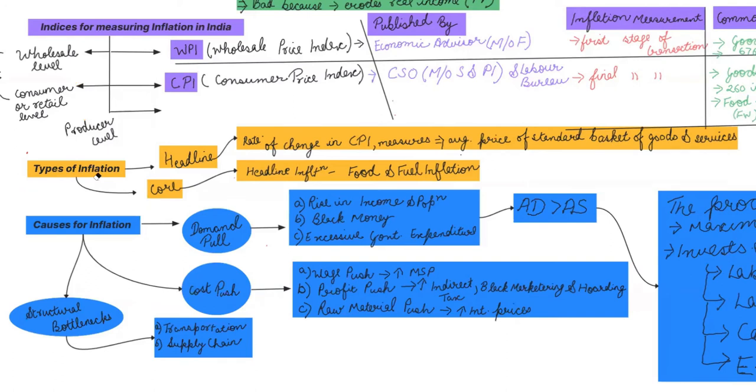So when I'm talking about types of inflation, there are two major categories: one is headline and the other is core. First we see the headline. So what is headline inflation? Headline inflation measures the rate of change in consumer price level.